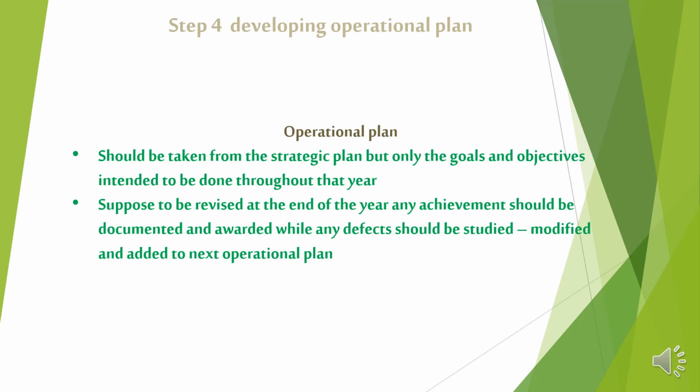It is supposed to be revised at the end of the year. When you finish your year, try to revise your operational plan. What are the achievements you have reached? If you find some achievements, you have to document them and reward the people who shared in doing it. But if you find any defects, you have to study the reasons for the defects, why we failed in this one. Try to modify and add it into the next operational plan for the next year.